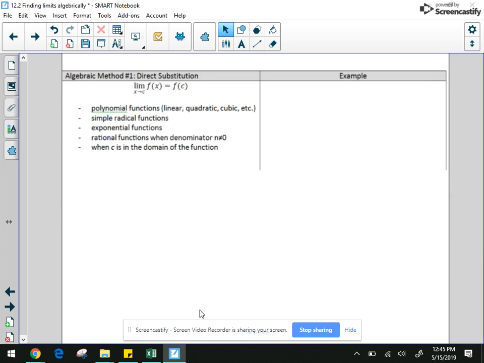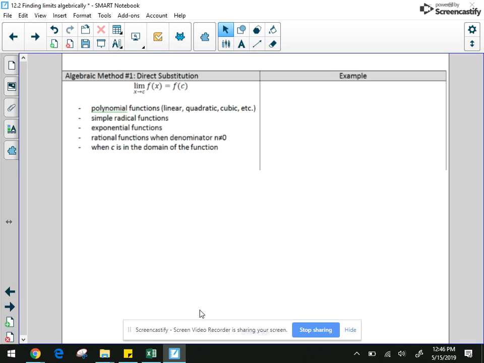All right, so a couple of methods for evaluating limits algebraically. The first is the most straightforward, the one you're always going to want to try first. Unfortunately, it won't always work, but the first thing you're going to want to try in pretty much every situation is direct substitution. Directly substituting a value into your function and evaluating.